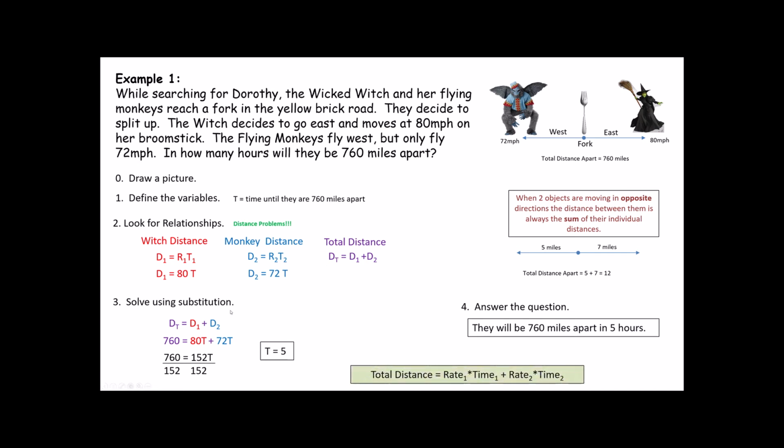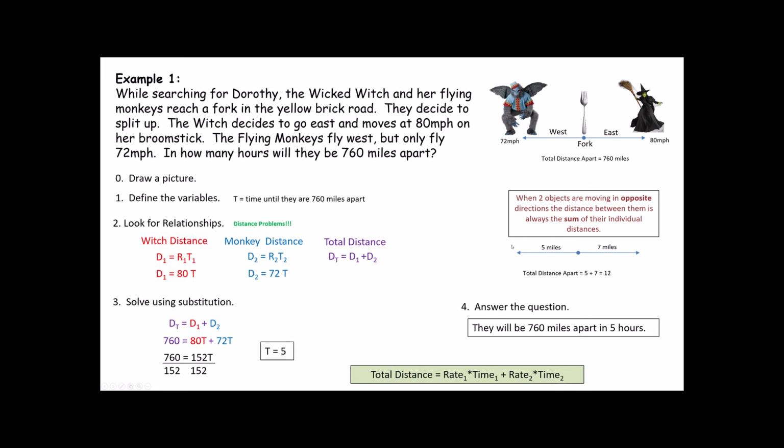By the way, this equation right here, distance total equals distance 1 plus distance 2, when I do my substitution, you'll notice that I do come up with this equation right here: total distance equals rate 1 times time 1 plus rate 2 times time 2.